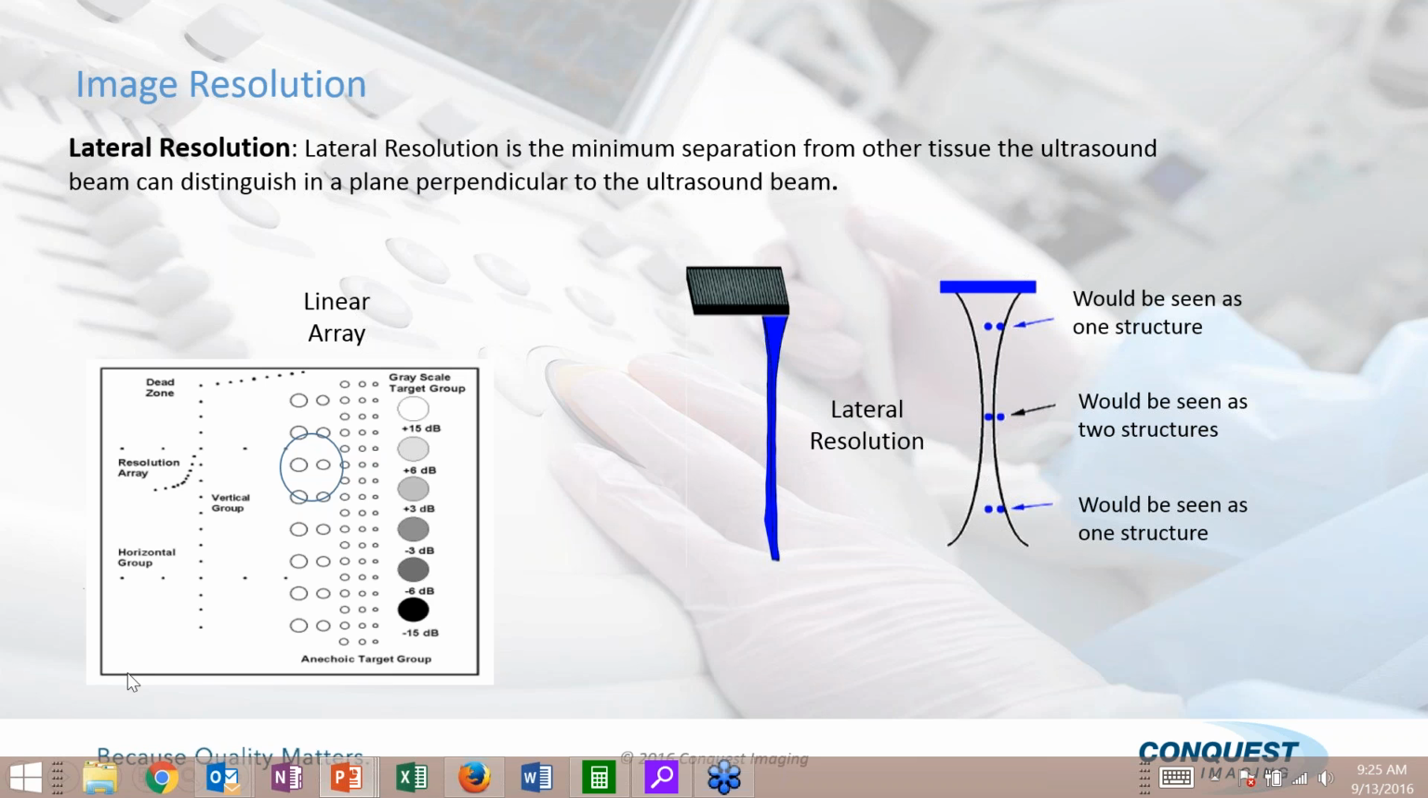But what you're seeing over here is a graphic of this phantom, and these objects here represent cystic structures. These objects over here are pins, and when we scan these phantoms, what we want to look at is, can we distinguish all these different pins with our ultrasound system? Can we separate those with the ultrasound system, or do they appear as one structure?